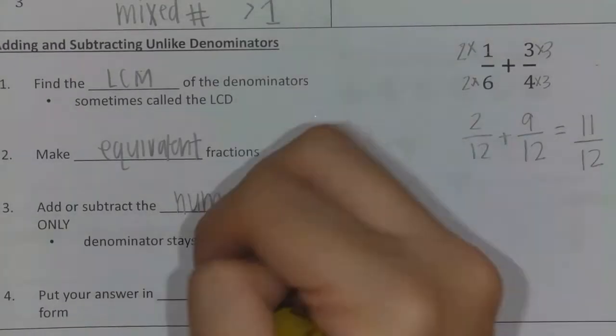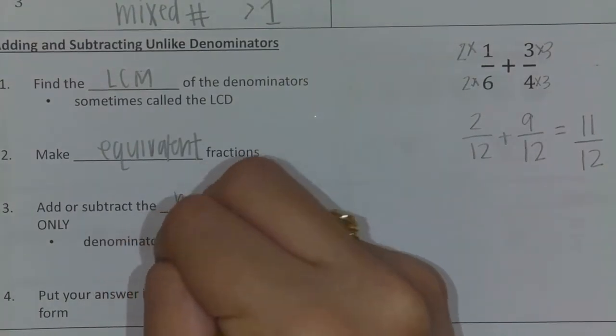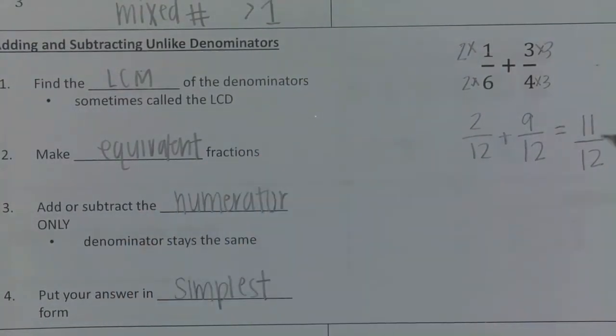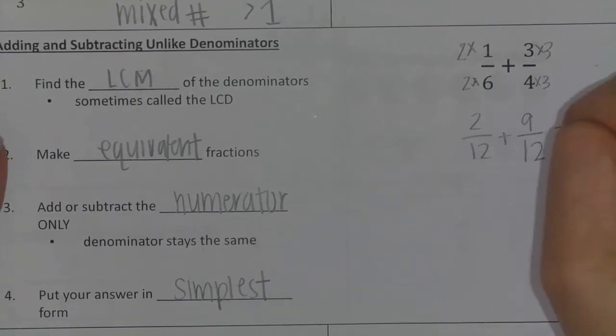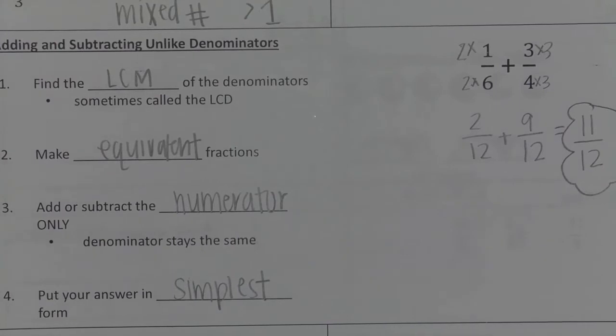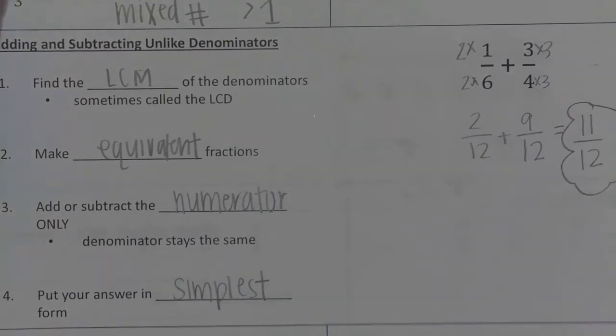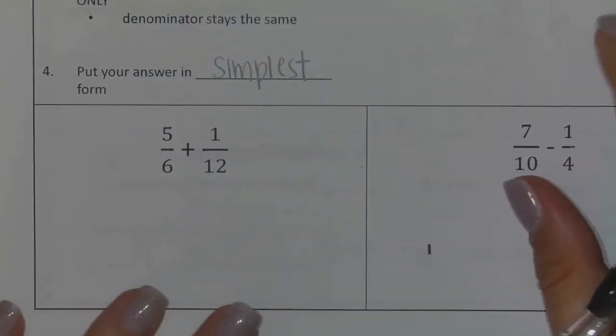And then I want to check and make sure that my answer is in simplest form, meaning can I simplify it at all? Well, 11 is a prime number and it's not a factor of 12, so this is as simple as it's going to get, 11 twelfths. So let's do a few practice problems.